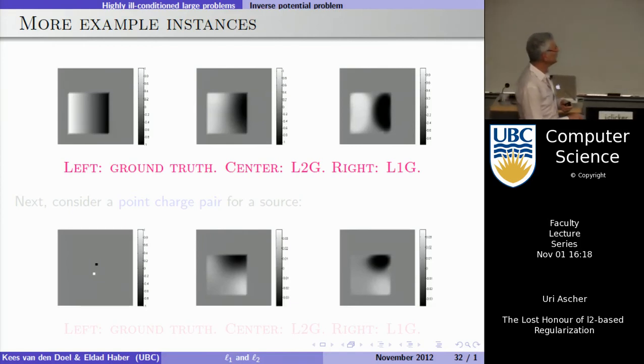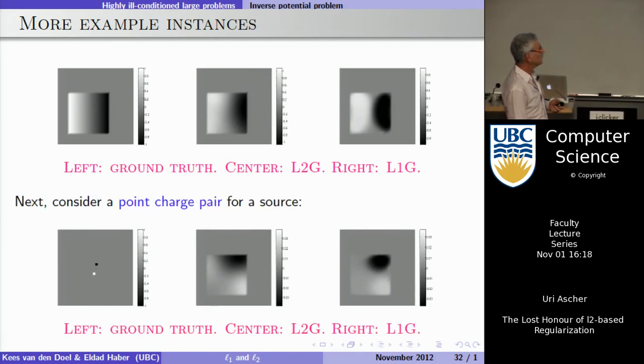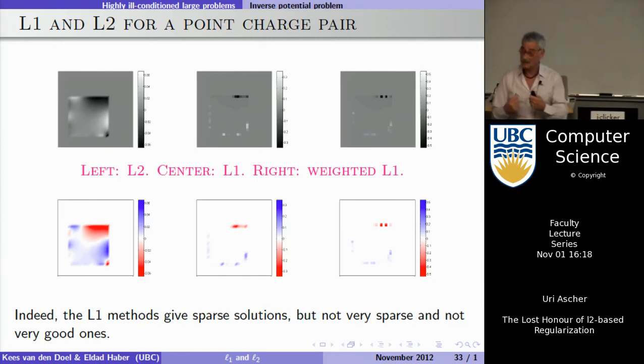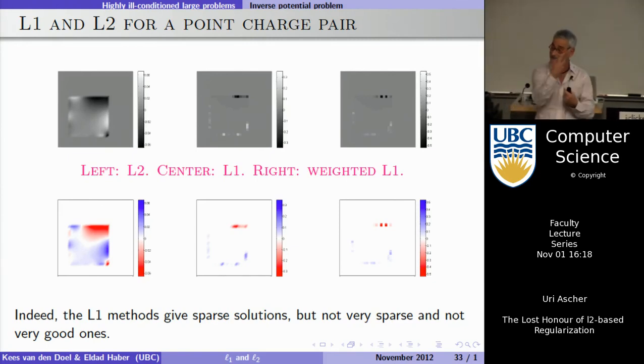More to the point, suppose I have a source like this, a source that has a pair of values, one below the background and one above the background. L2G gives me this, not much. L1G is a nicer result. Basically, at least it says that there is something less than average here and more than average here. That's maybe all you can hope for. But what about L1 now? Is it going to retrieve that two-point source?